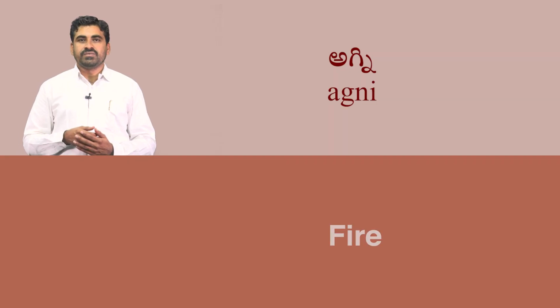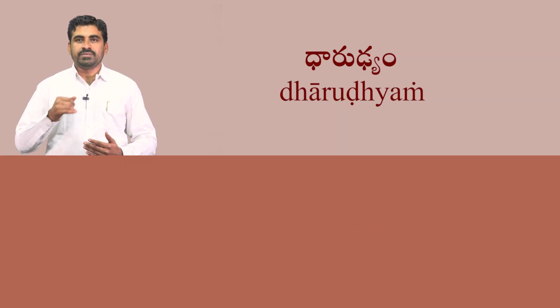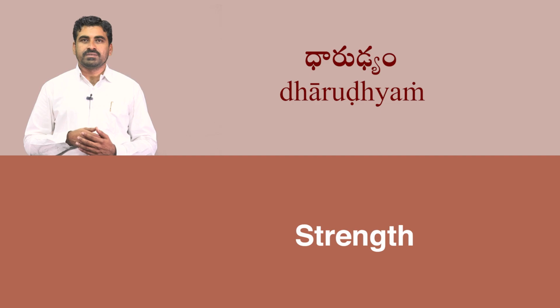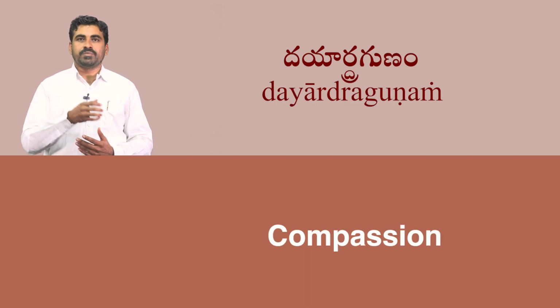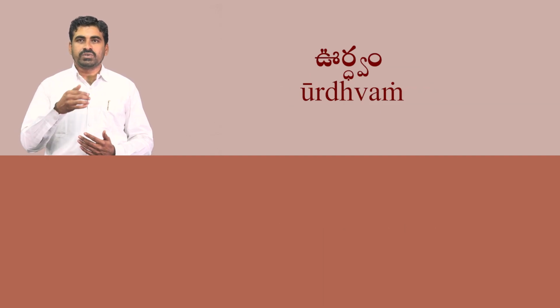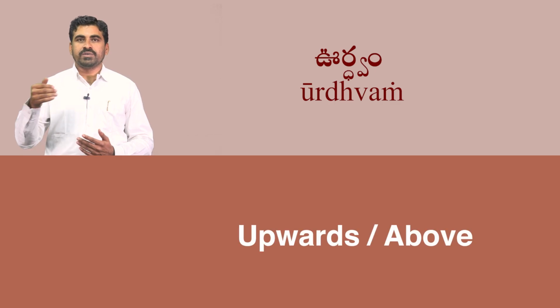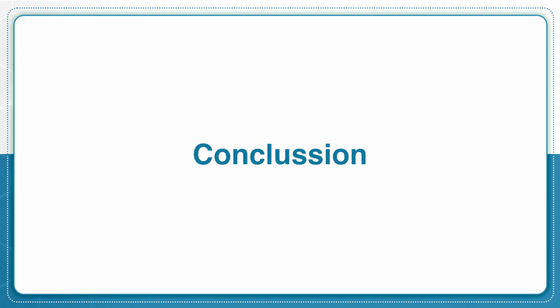Consonant clusters are compound consonants in Telugu. Clusters are formed when two or more consonants appear without an intervening vowel, often represented using conjuncts in Telugu. Observe example words below. Agni, fire. Dharudyam, strength. Dayartra gunam, compassion. Urdhvam, upwards or above.